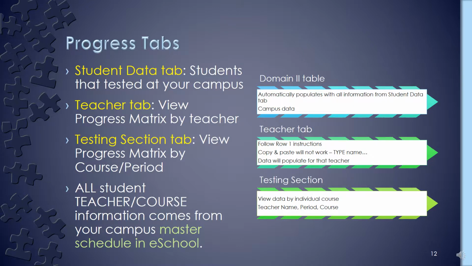All of the information for the teachers, the courses, and the periods comes from the master schedule that you created within eSchool. Also, the campus tab will give you the same information that's on the first tab for y'all, since you have access to look at your campus data only.